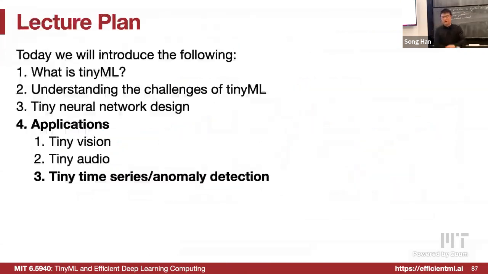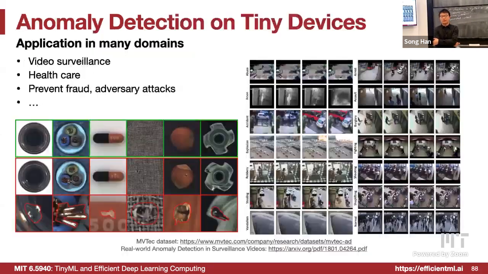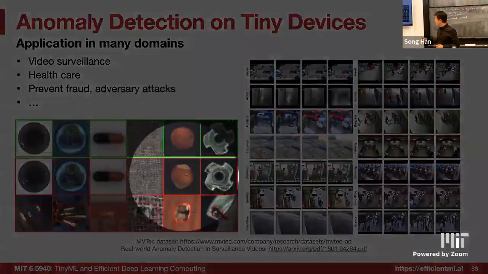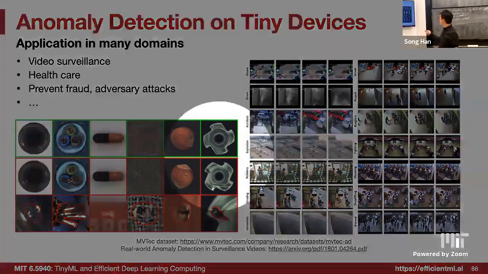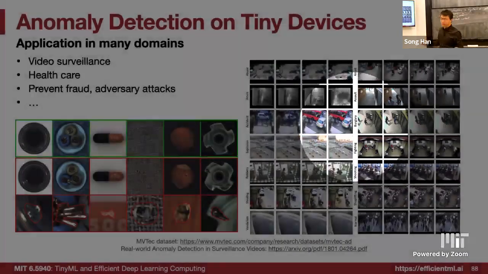And finally, we have tiny time series and anomaly detection, widely used in the factories, and also applied to video surveillance and healthcare to prevent fraud, to detect abnormal products. So here we can see this is a normal capsule. This is an abnormal one. This is a normal nut. This is an abnormal nut. And we want to use this machine vision to detect those different anomalies, and also analyze very long videos to see if something anomalous happens.